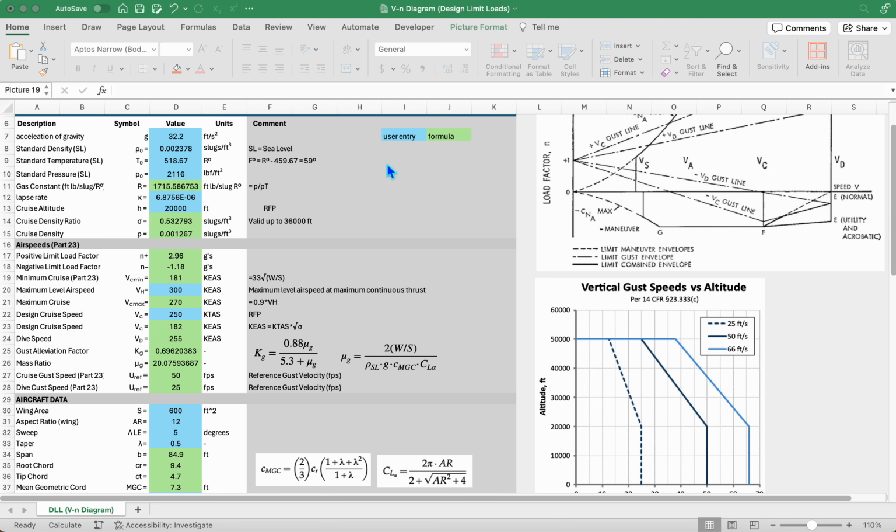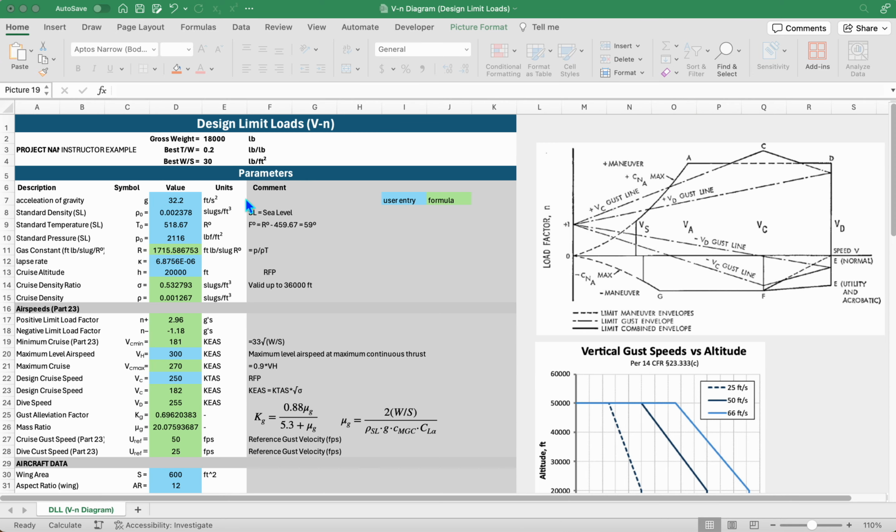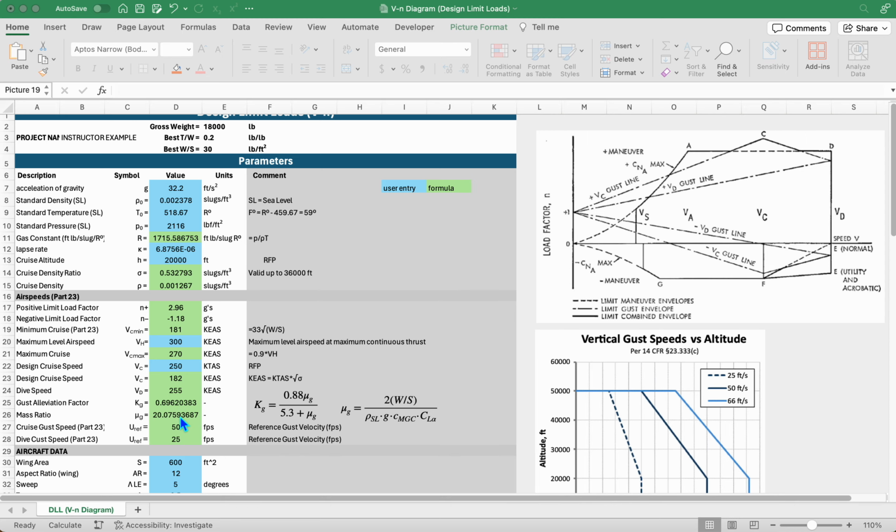In the last video we looked at creating our values and calculating a few things: our load limit factors, our design cruise speed and our design dive speed. Then we also looked at our gust alleviation and our reference gust speeds that we're going to use for our gust lines and gust loading. So if you haven't looked at that yet, go back to part 1.